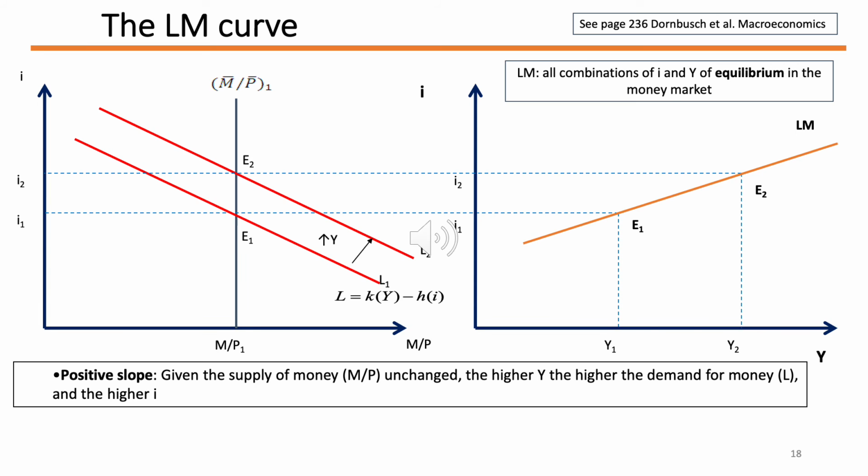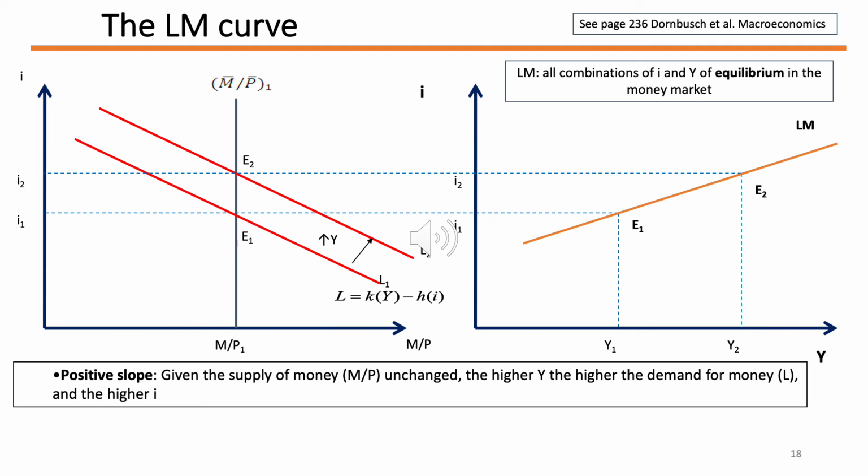And say that the level of income in the economy increases, so the demand for money, which is positively related to the level of income, shifts positively to the right. So we go from equilibrium E1 to equilibrium E2. So what we are seeing here is that a higher level of income requires a higher level of interest rates for the monetary market to clear.